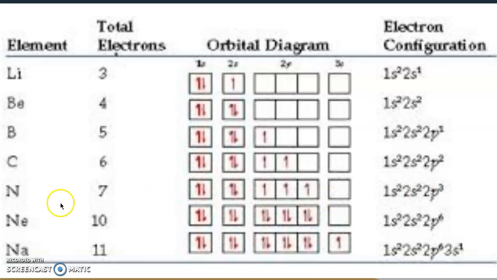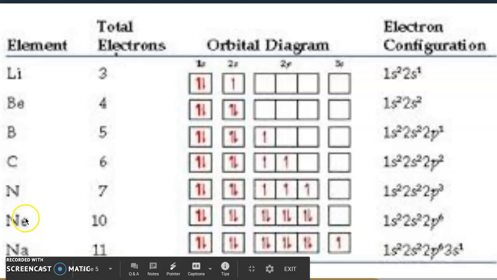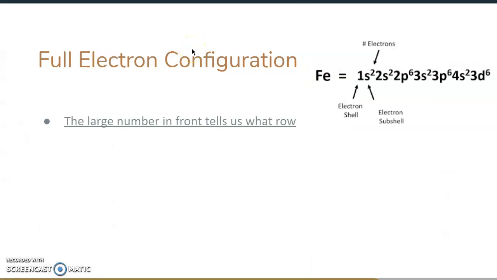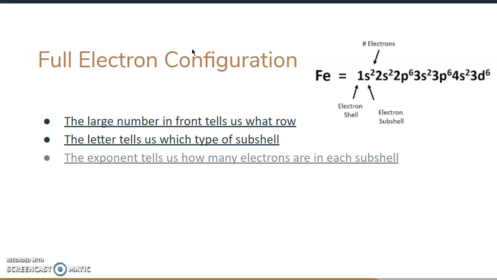Then when we get to the end of our row, neon is a noble gas, so it's on the far right. We have a full P shell, so everything is stable and happy, meaning we have 2p6. Then we go to sodium, which we just wrote down, and it's back to our next S subshell. So this is important stuff to remember.